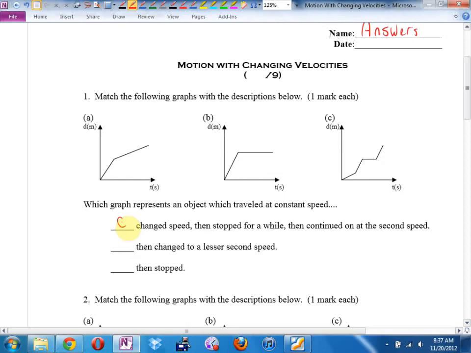Which then changed to a lesser second speed? A. Which one started off going and then stopped? B.